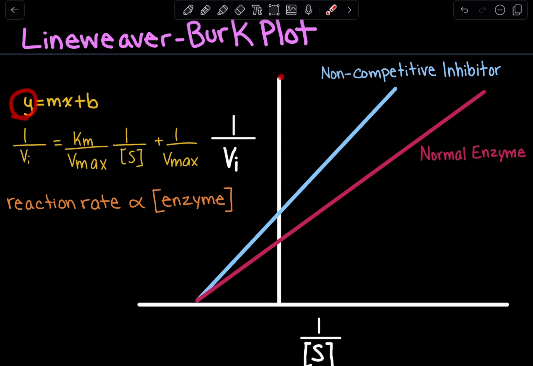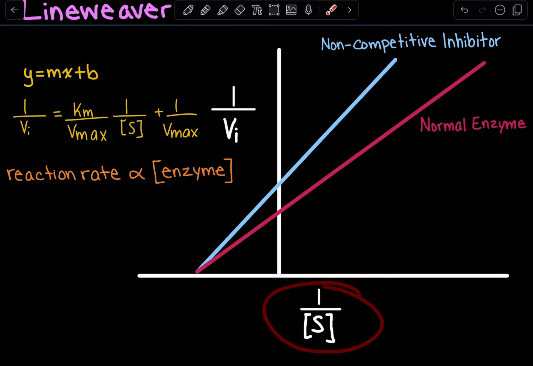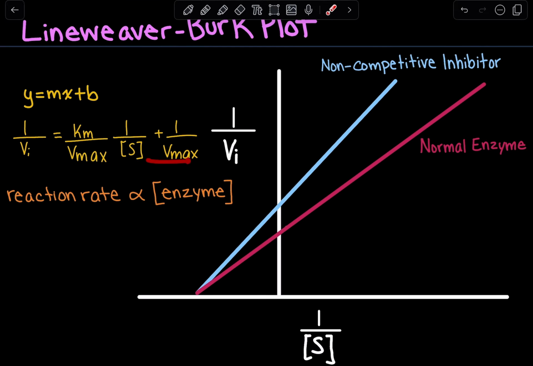We know y values are going to be 1 over our initial rates. Our x values are going to be 1 over substrate concentration. And then our slope is going to be Km over Vmax. And then we have our y-intercept as 1 over Vmax. So these are our two y-intercept values. These are 1 over Vmax. If we take the reciprocal of this value, we can determine the Vmax.